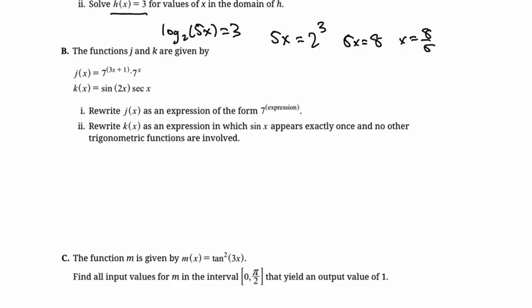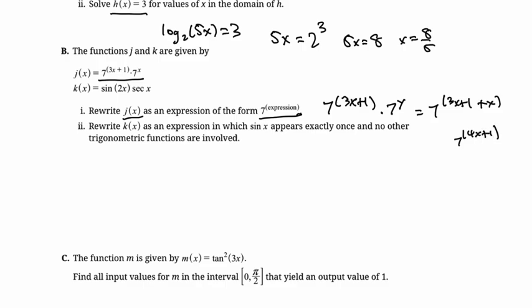For question B, part 1, we have to rewrite j of x as an expression of the form 7 to some expression. This is j of x. We can use the product rule for exponents. So 7 to the 3x plus 1 times 7 to the x equals 7 to the 3x plus 1 plus x. So in the end, it's 7 to the 4x plus 1. So 4x plus 1 is the expression.